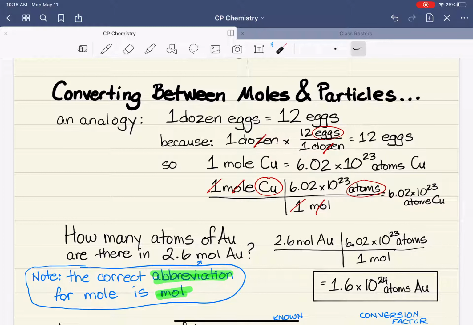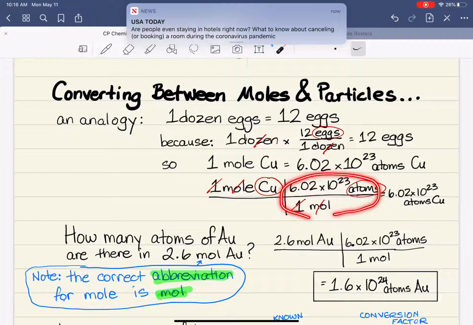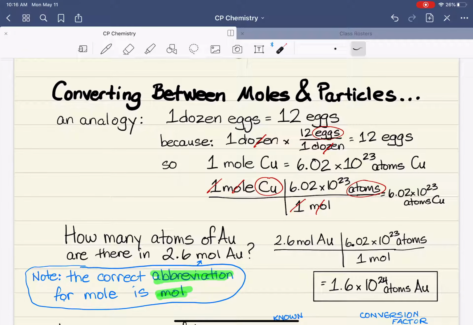We also have this equivalence. 1 mole of anything, in this case it's copper, equals 6.02 times 10 to the 23rd atoms of, in this case, copper. From this, we can make a conversion factor. If I have 1 mole of copper and I multiply that by our conversion factor, we get that we have 6.02 times 10 to the 23rd atoms of copper. That's really by definition when you have 1 mole, but you hardly ever have 1 mole.